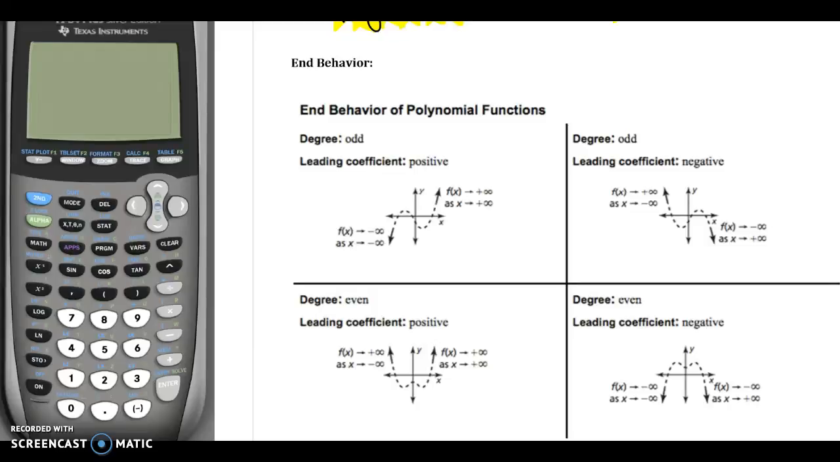The end behavior of a polynomial is how the ends of the graph of the polynomial behave. So yes, I just defined end behavior using the word ends and behave. So it is how the ends of the graph behave. Mainly the left end and the right end. The end behavior is determined by the degree and the leading coefficient.